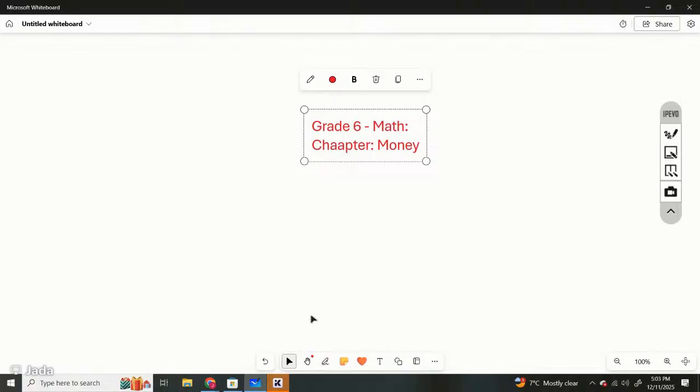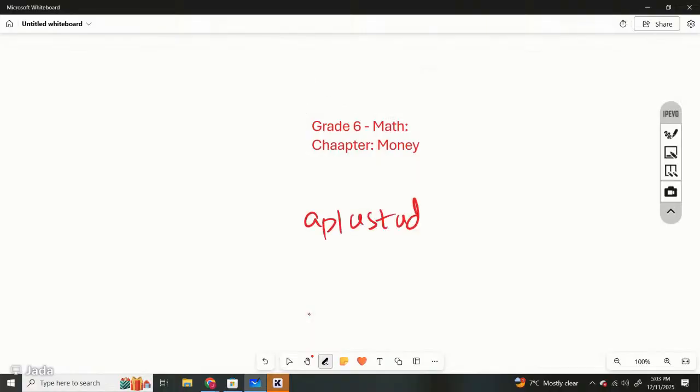We are here for grade 6 math. You can find all the lessons on aplusstudents.com. You have to log in there using your email address and password as provided by the administrator. Then you have to select math from the subject tab. Scroll down to grade 6 math and then click on view all lessons. There you can find the list of the chapters. We're going to start with the chapter money.